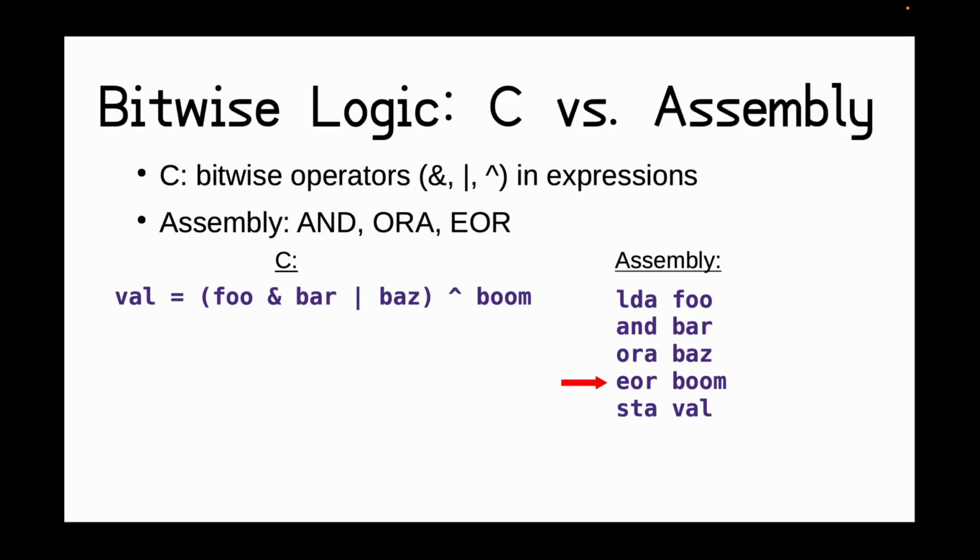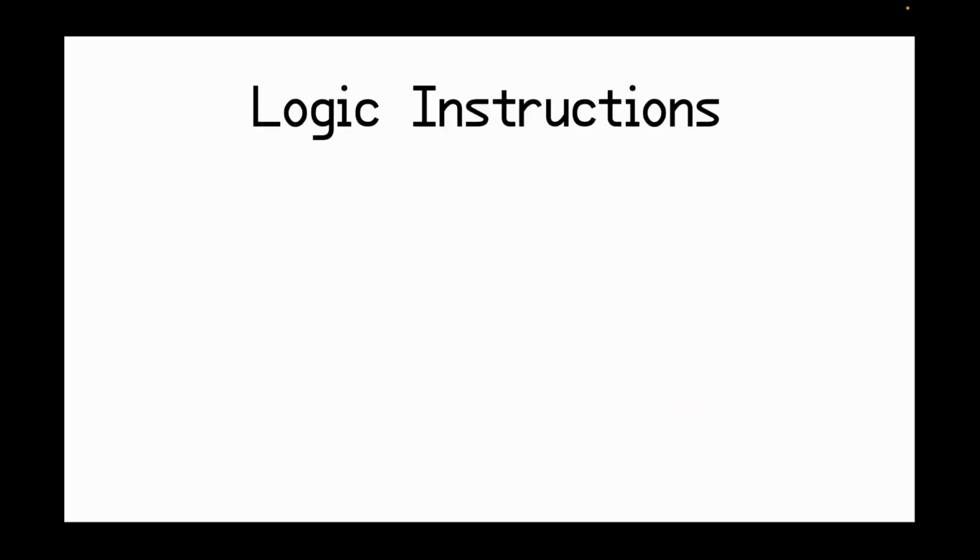Next, we do an exclusive OR with boom, which will flip in A any of the bit positions that are set in boom. Finally, we store the result into val and the assignment is done. This may not be a useful sequence of operations in any scenario, but it does show how directly a bitwise operation in a language like C can be translated to assembly. Looking more closely, we can see what each of the 3 bitwise logic instructions do.